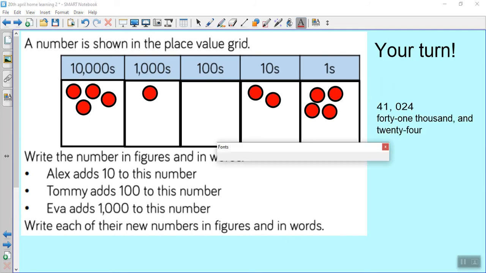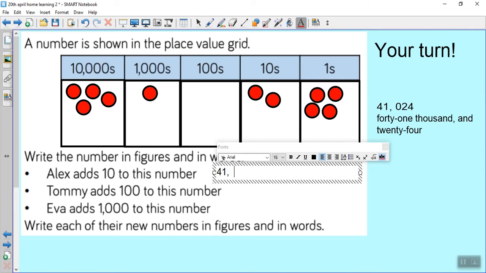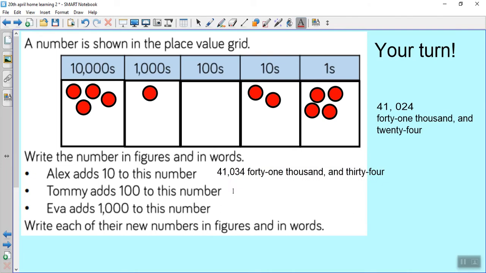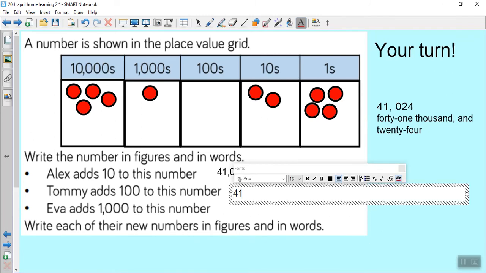Alex adds 10 to the number, so 1 more in the tens column. That's going to be 41,000 and 34. 41,000 and 34. Tommy adds 100 to the number. This is my hundreds column. I'm going to have 1 more in there. 41,124.